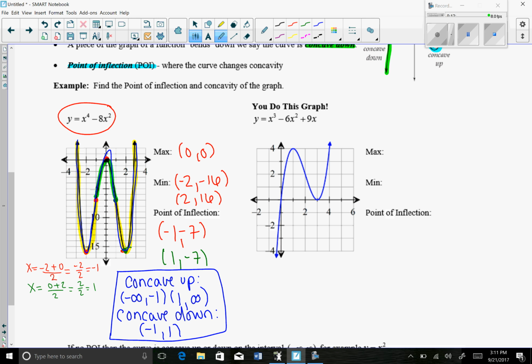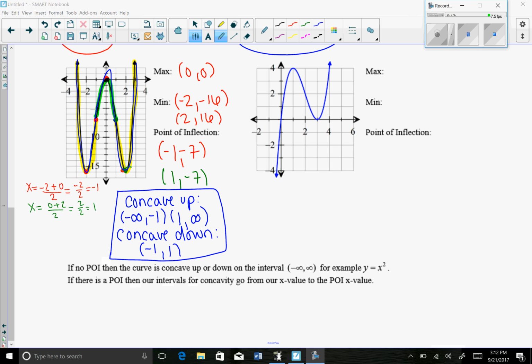So when you're writing these intervals, you also need to write out concave up and concave down, because otherwise you wouldn't know which portion of the graph you're talking about. So for the second one, you guys are going to do this graph here. Also practice writing your concavity, so concave up and concave down. And again, in order to do that, you need to find your points of inflection.